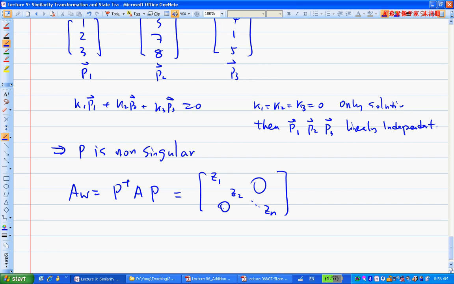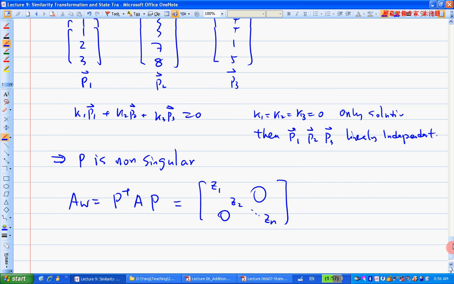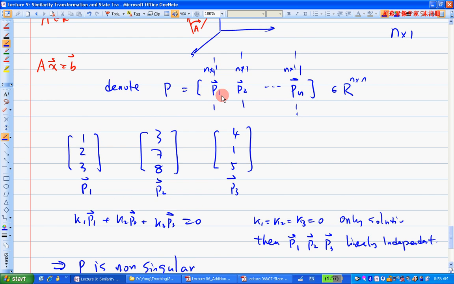So this tells you how to obtain a diagonal form of matrix A. Number one, you have to see what kind of eigenvalues it has. If you have n distinct eigenvalues, then you can diagonalize this matrix A. How do you diagonalize? First you find all the eigenvectors. Then you form your matrix P using the eigenvectors. Then apply P in the similarity transformation, and you'll get this diagonal matrix.